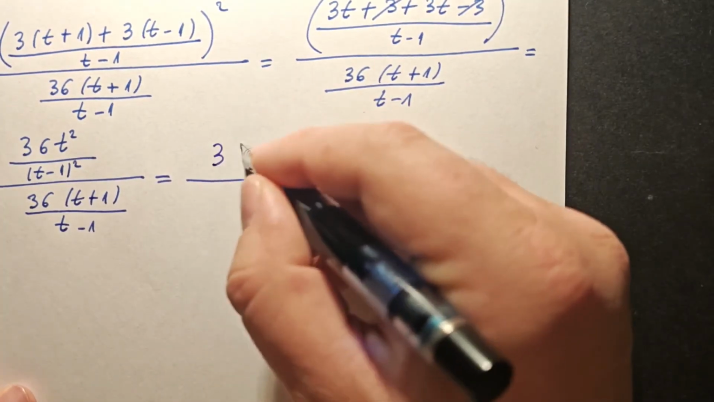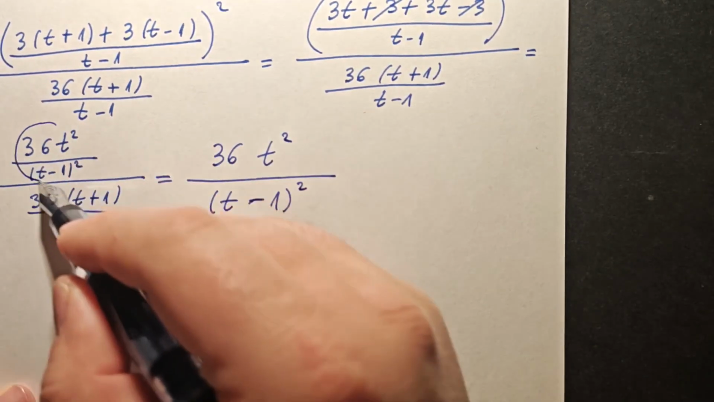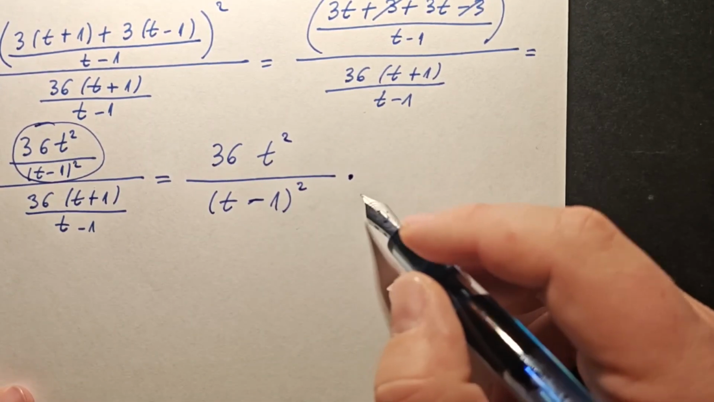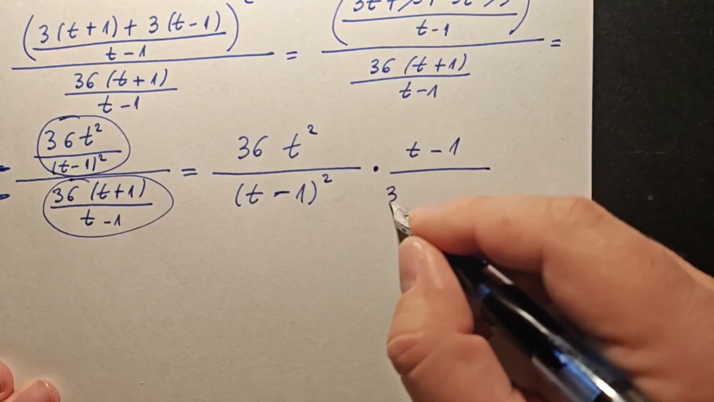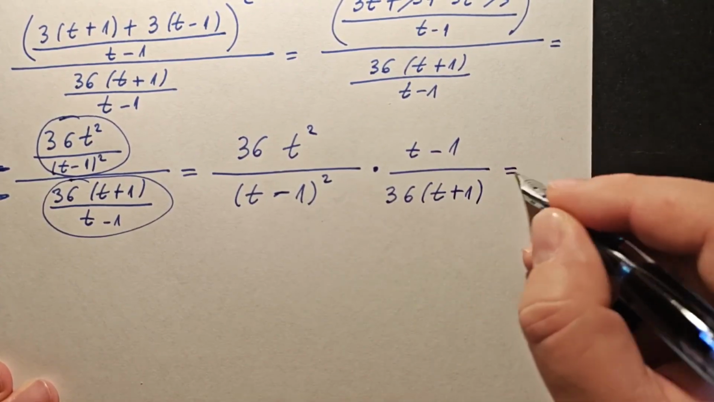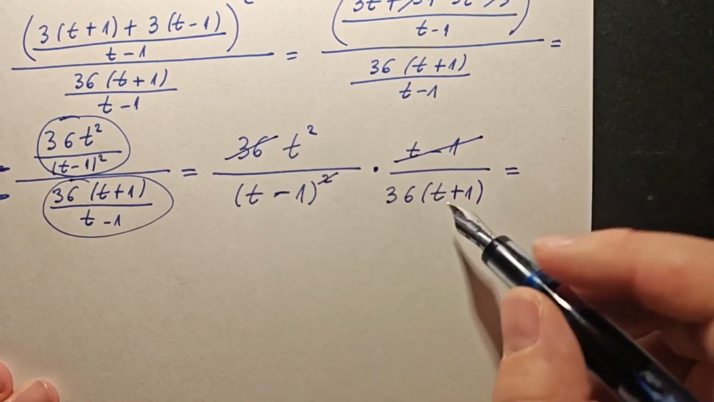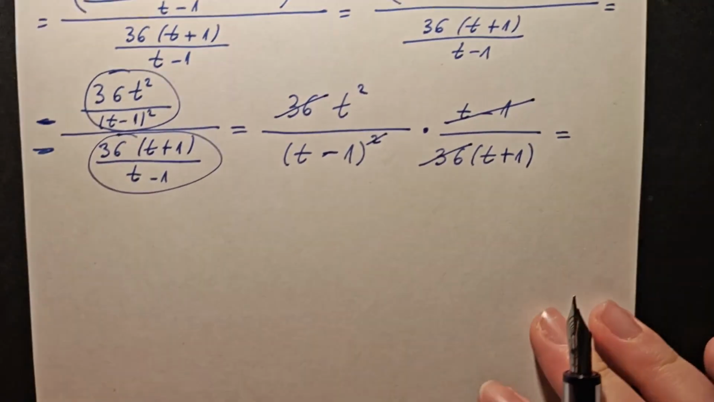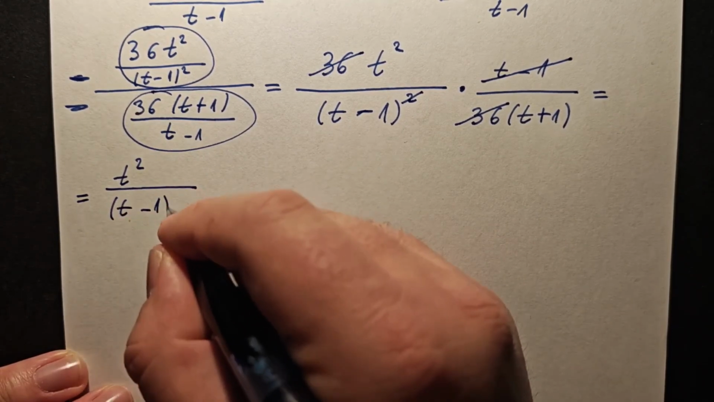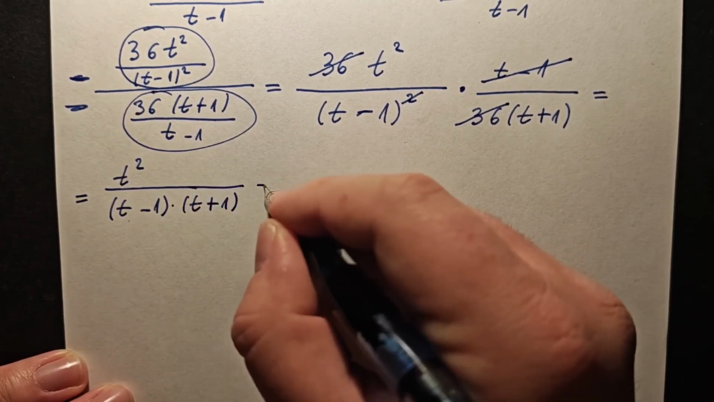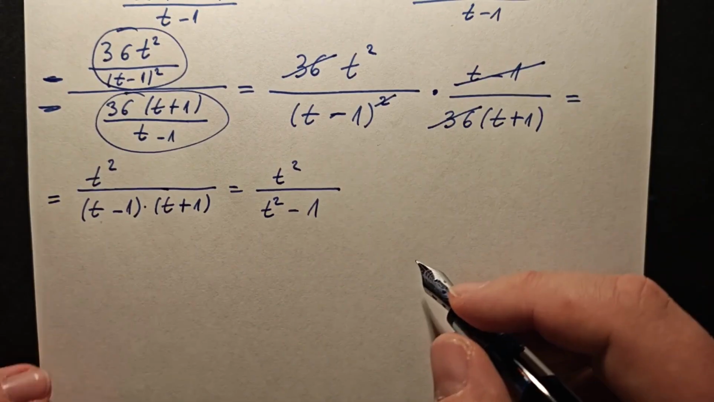So that is 36t squared divided by (t − 1)². That is the numerator. We are going to multiply it by the flipped denominator, (t − 1) divided by (36t + 1). (t − 1)² is going to cancel out with (t − 1), and 36 is going to cancel out with 36. So we have t squared divided by (t − 1) multiplied by (t + 1), which is just t squared divided by t squared minus 1.